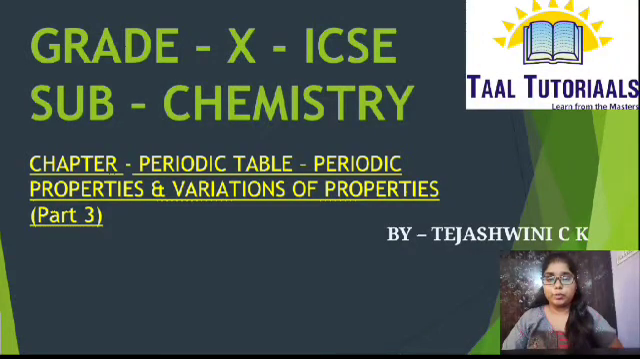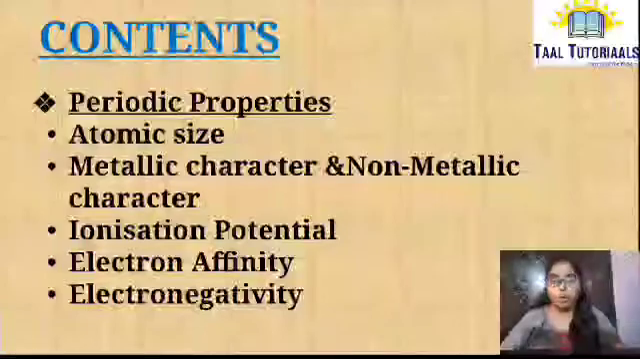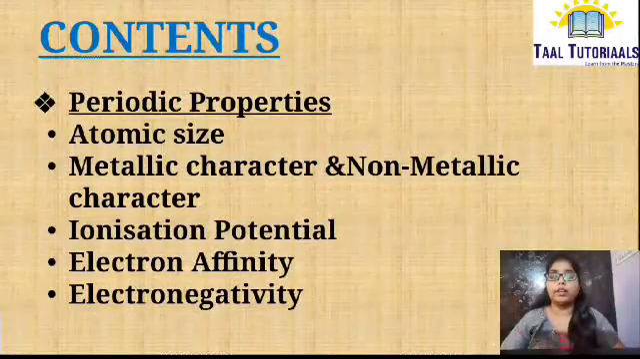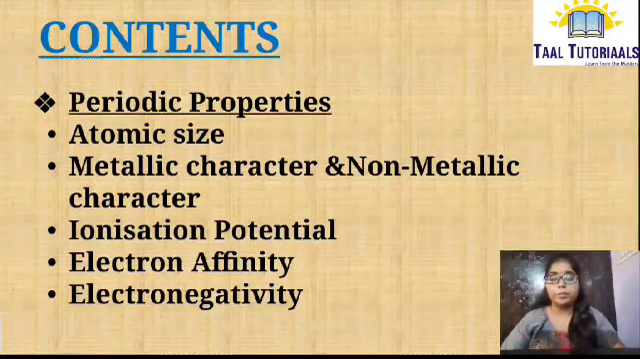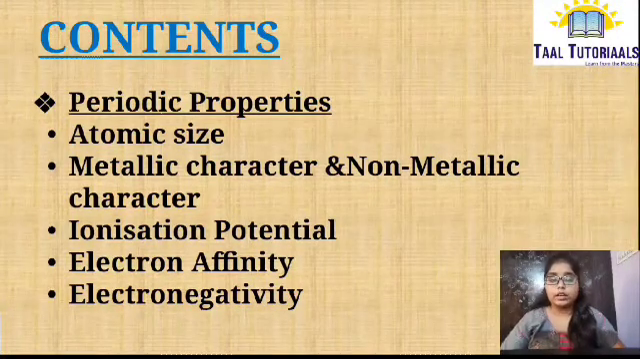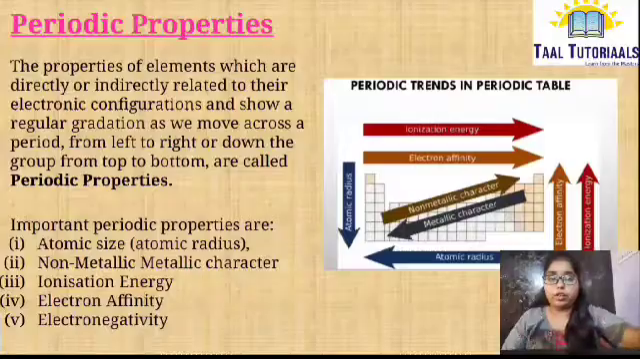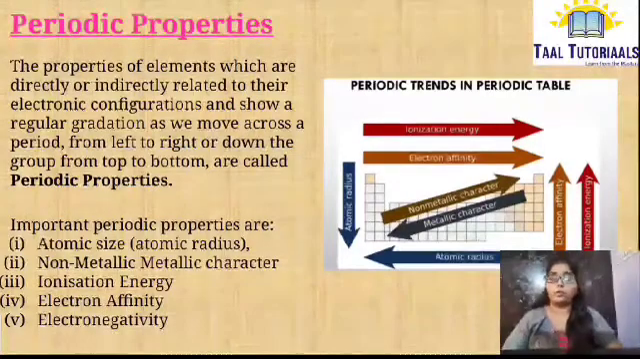Everyone. Today our chapter is periodic table, periodic properties and variations of properties. In this, we are going to know about periodic properties such as atomic radius or atomic size, metallic and non-metallic character, ionization potential, also known as ionization energy, electron affinity and electronegativity. First, we will know what is periodic properties.